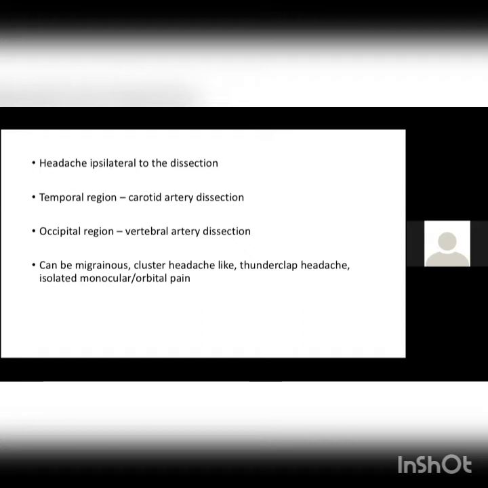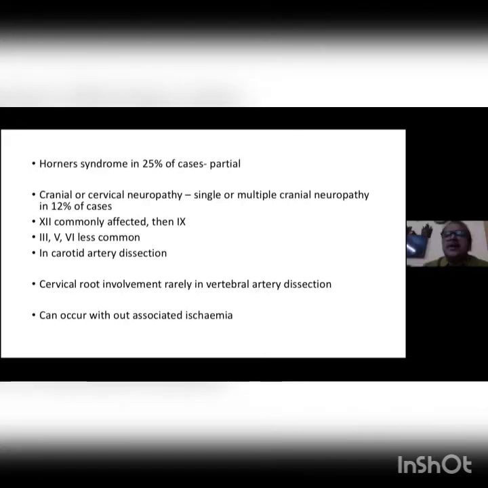Occipital region, vertebral artery dissection. The headache can be of migrainous nature, cluster headache-like, or thunderclap headache. Isolated monocular symptoms or Horner syndrome occur in 25% of the cases, and it is partial. Cranial or cervical neuropathy, single or multiple cranial neuropathy, occurs in 12% of the cases. The 12th nerve is commonly affected, then the 9th nerve; the 3rd, 5th, and 6th are less common in carotid artery dissection.